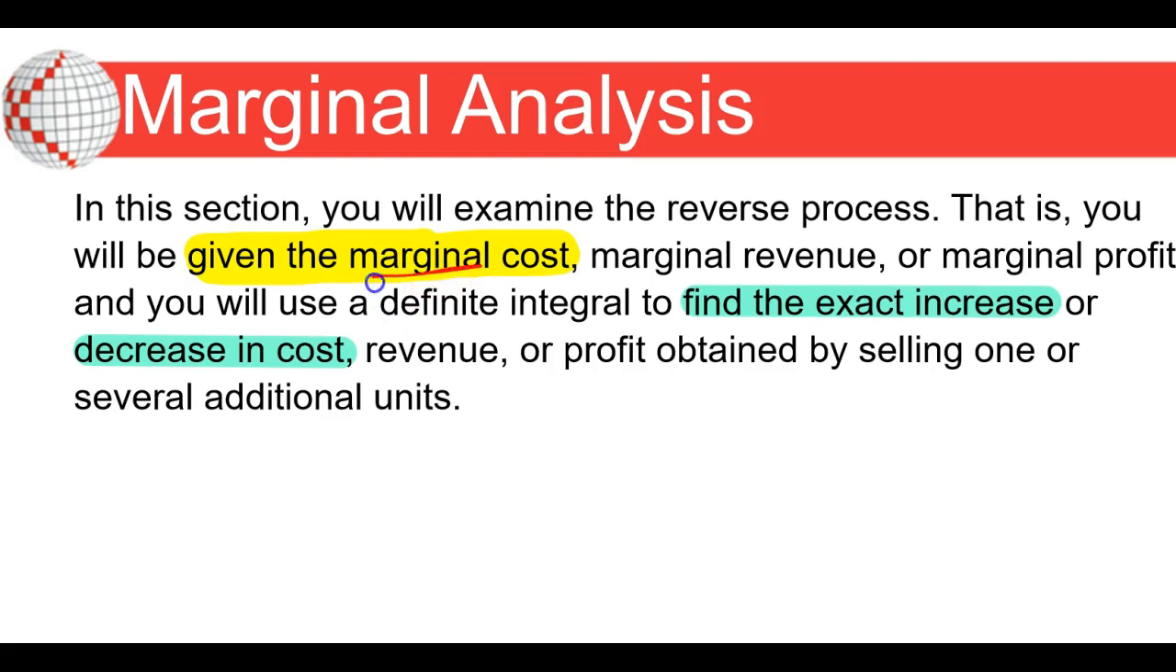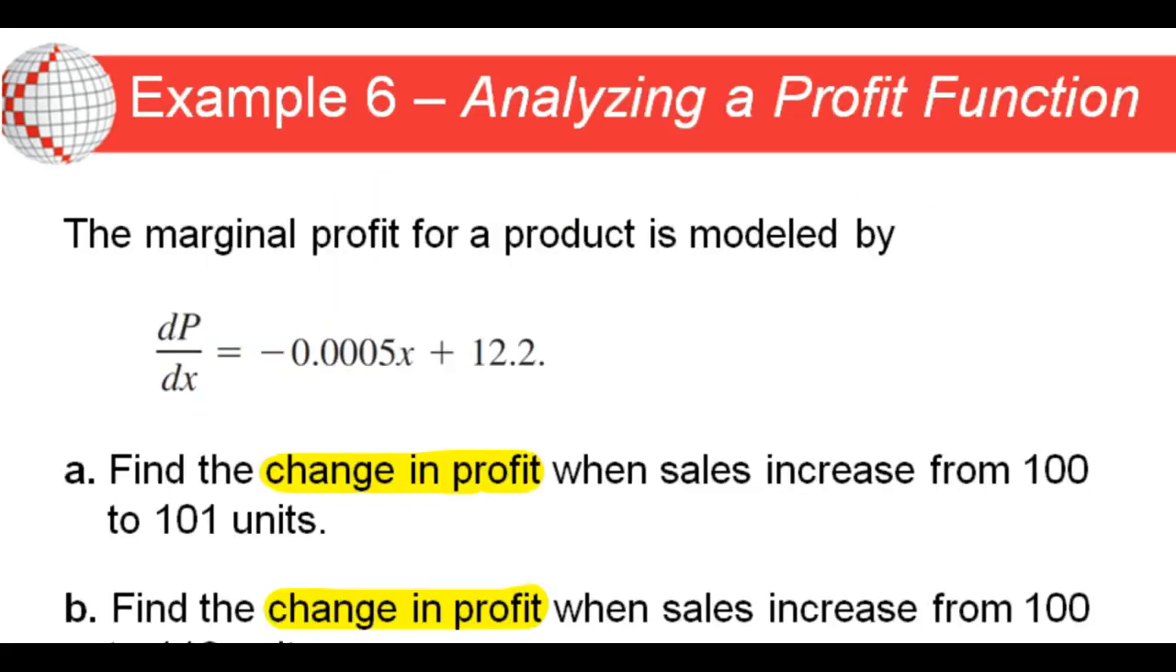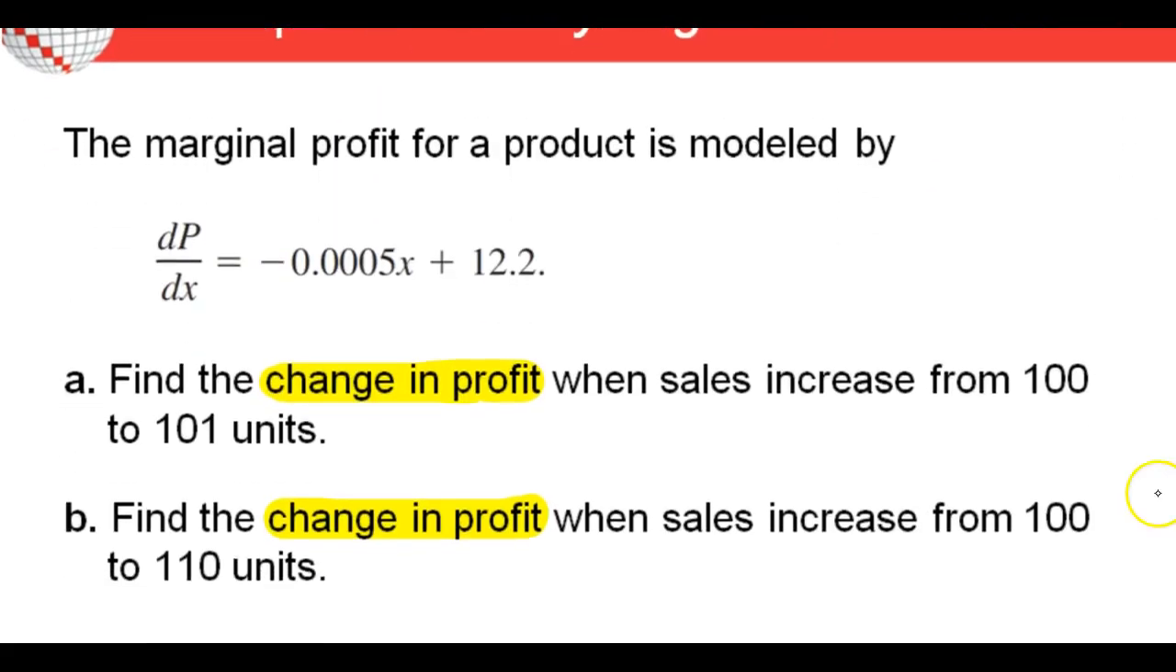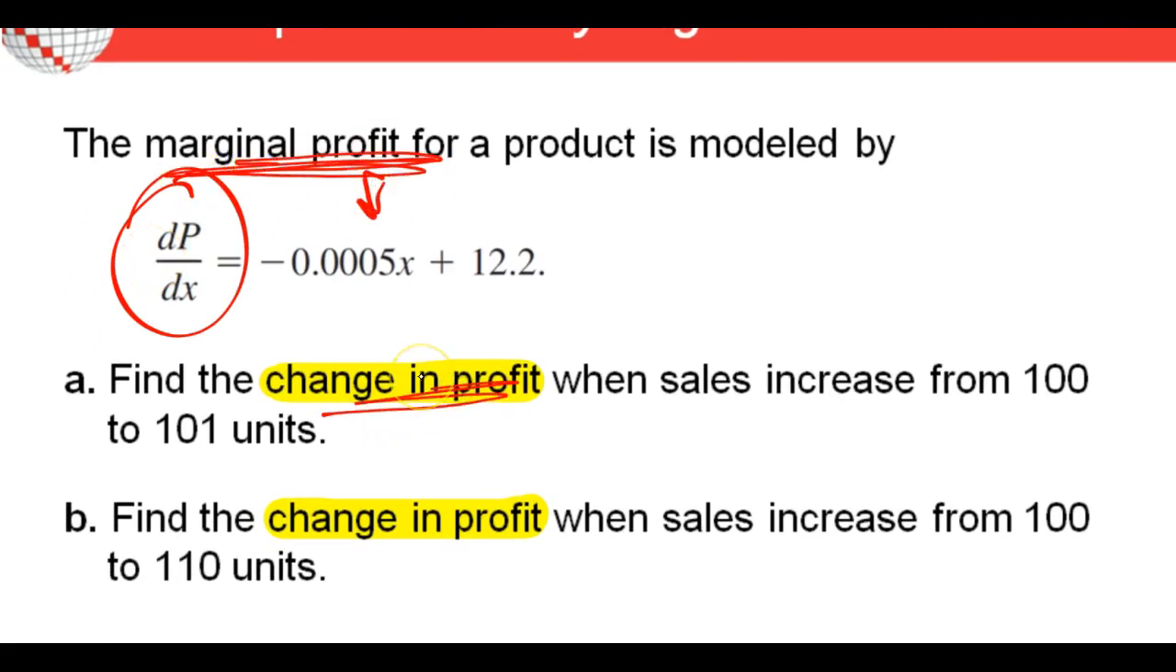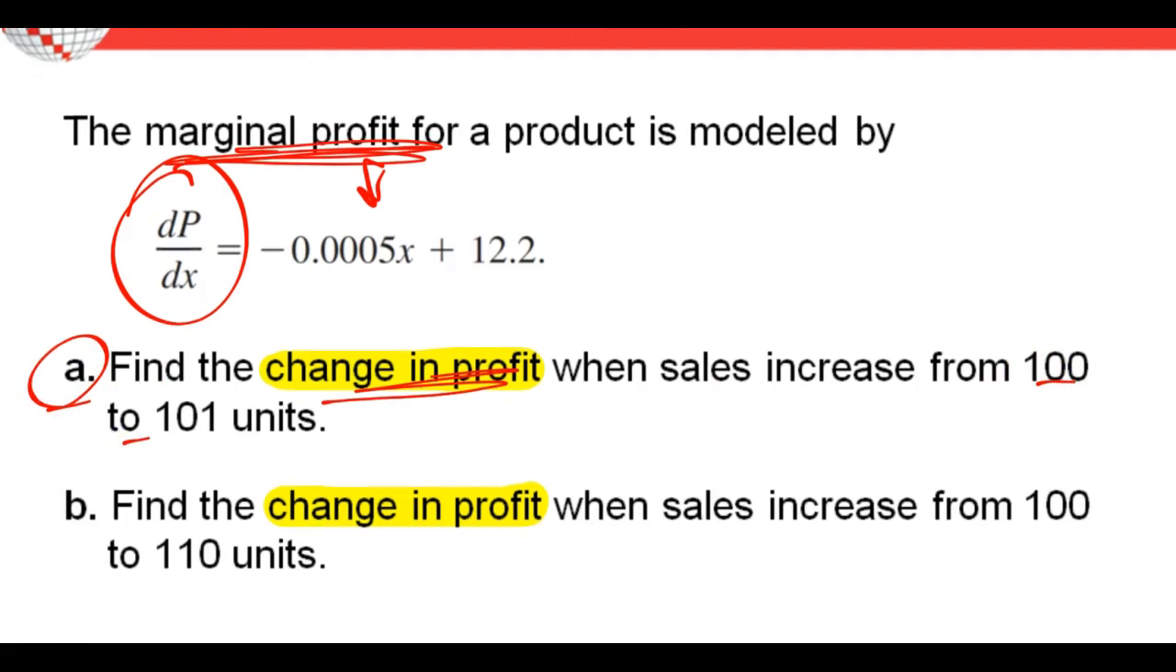We may say marginal, that's the derivative, and if they give you the derivative, of course, we have to integrate it to find the exact. So we're going to go backwards this time, and they're giving me the marginal profit, and they want to find the change in profit. So to do that, we're going to integrate. And it looks like in part A, we're going to integrate from 100 to 101.